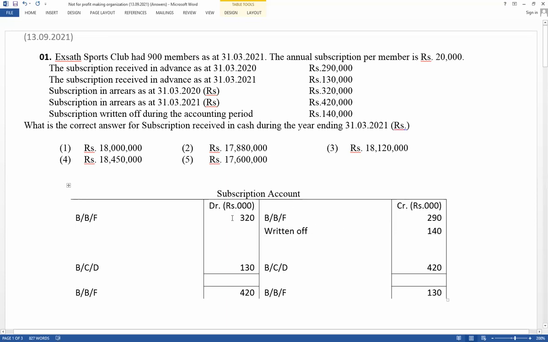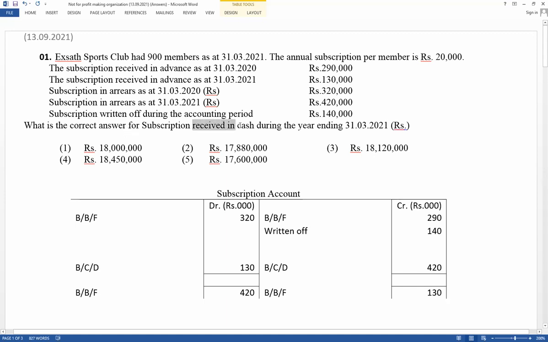Debtors ලගින් සල්ලි හම්බෙන්නේ නැතිකොට bad debts විදිහට කපනවා වගේ. Members ලා එක දිගටම සල්ලි ගෙවන්නේ නැත්නම් අයින් කරලා දානවා. Therefore, subscription account credit, subscription written off account debit. That value also should be considered as expense. As expense. Now think they ask what is the correct answer for subscription received in cash.